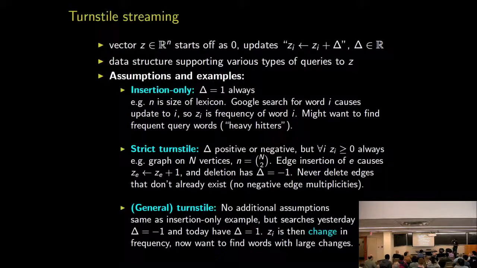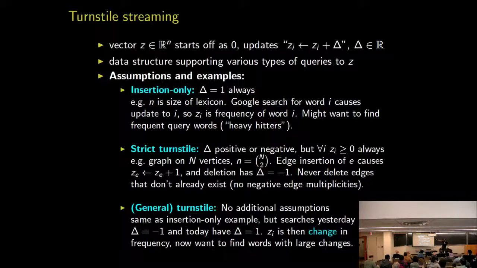And there are a few different sub-cases that people focus on in the literature with turnstile streaming. One is insertion only. That just means that you're always inserting, you never delete. For example, n is the size of a dictionary, so n is the dimensionality of this vector, the number of types of fruits that exist in the universe. So there's a Google search for word i, and now you increase the frequency of word i. And someone wants to know what are the frequent words people have been searching for in Google over the last hour. That's also some kind of query about z.